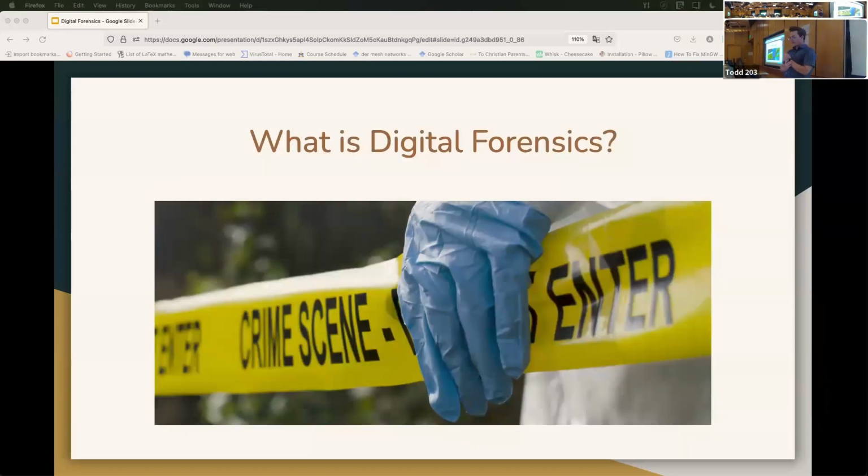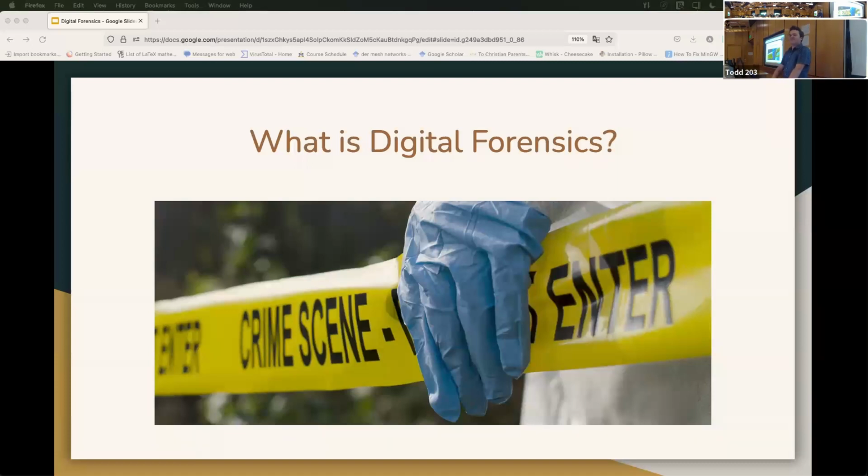So first things first, what is digital forensics? Anybody want to throw out some options? If you know it, go ahead. If you don't, take a guess. Is it basically dissecting over malware or tampering of some sort? Definitely an aspect of it. Anybody else?